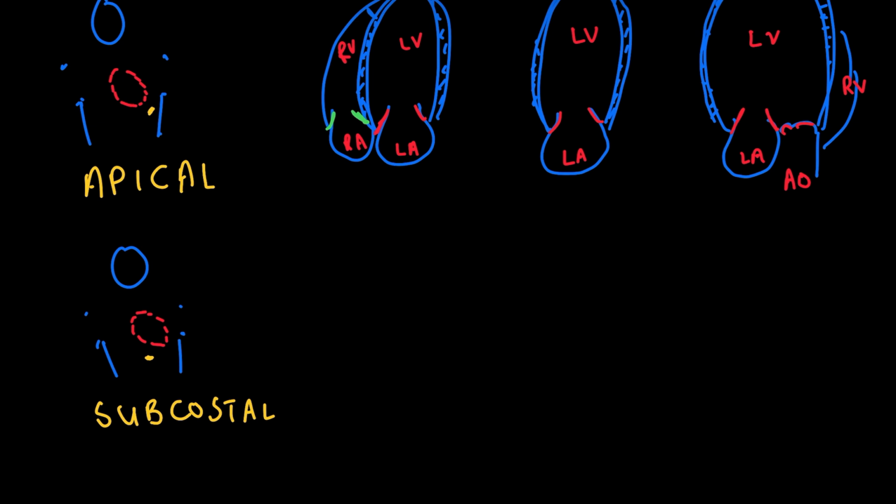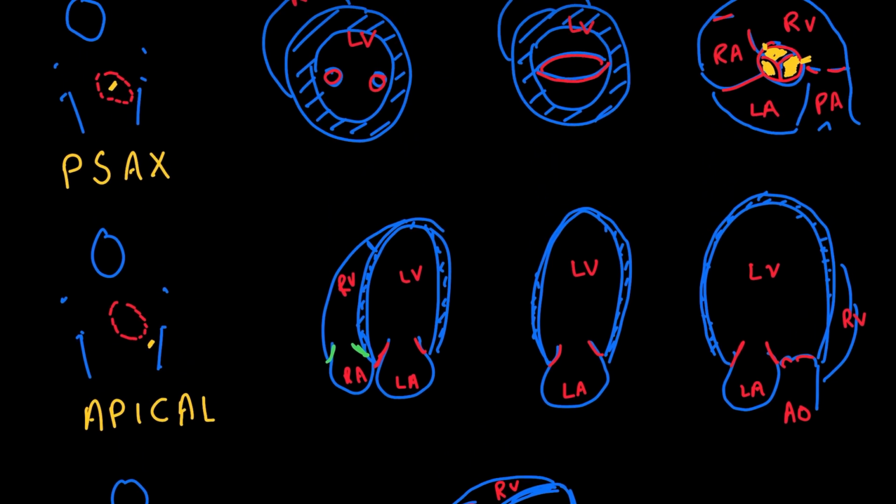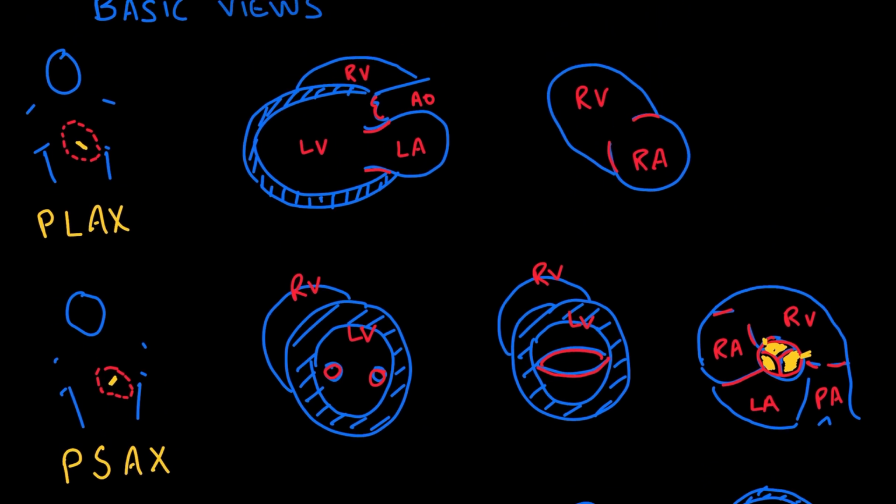You'll see the left atrium that empties blood into the left ventricle, and you'll see the right ventricle here, and you'll see the right atrium there. Let's label this: left atrium, mitral valve, left ventricle, right atrium, tricuspid valve, and right ventricle. So these are the main views that we use in echocardiography: the subcostal, the apical, the parasternal short axis, and the parasternal long axis.